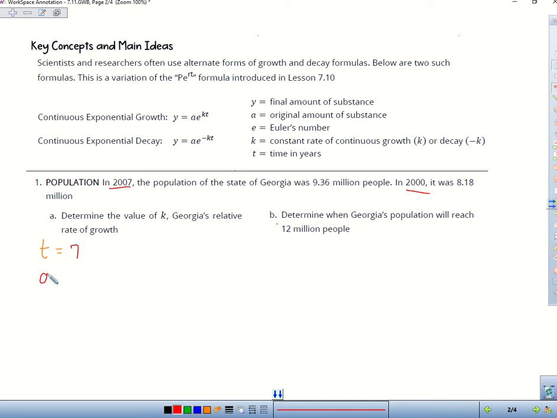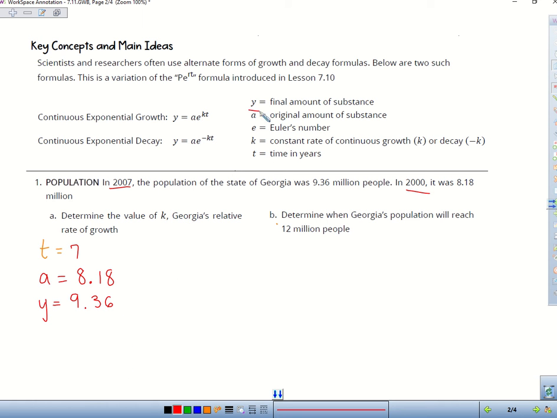So I usually start with t, which is time in years that has passed. How many years have passed? 7. Good. So your t is going to be 7. a is going to be the original amount. That can be population, it can be a substance, many different things. In this case, what is our original amount? Good, 8.18. That's how much of the population we started with. y is the final amount, which is what? Good, 9.36. Okay.